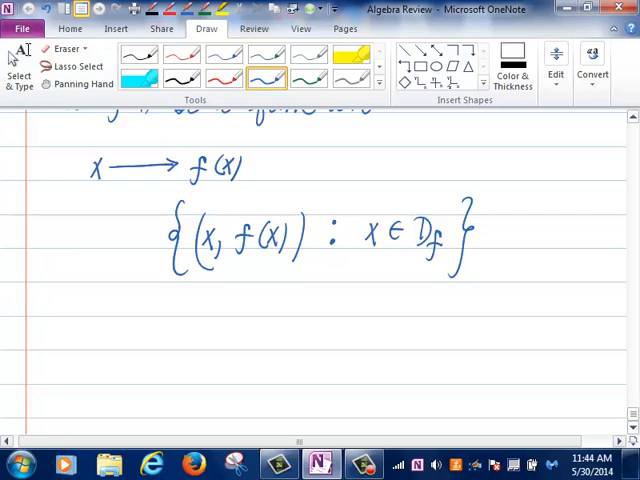Is that making sense? Each input paired up with the corresponding output gives you a point. Think about all the points you can obtain in this way for all the valid inputs, and then you plot them, you get the graph of the function. So that's what we mean by the graph of the function. Let me give you a specific example.